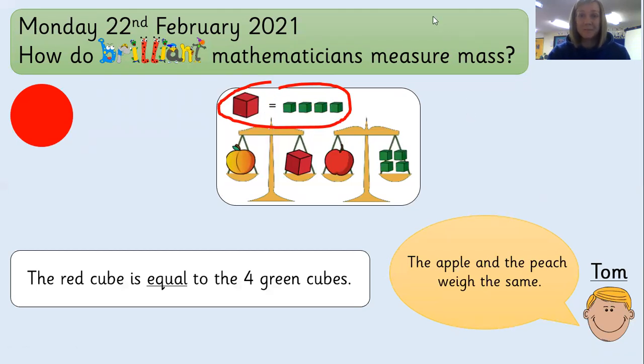Great job, everybody. And that's the end of our lesson today. So today we've learned about the word mass in our maths lessons. And I look forward to seeing you tomorrow because we are going to look at that word again. But what we're going to do is we're going to start comparing objects.